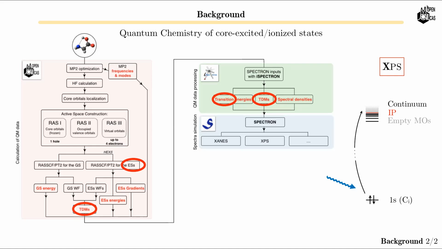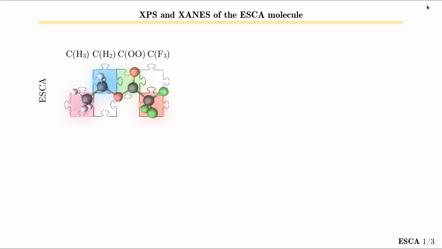So just to give a few examples of the application of this method, we first studied this molecule, which is the ESCA molecule, which was actually specifically designed and built to show the capabilities of X-ray spectroscopy. It is called electron spectroscopy for chemical analysis. So it was really invented for that. And you can see that the four carbon atoms have different chemical environments.